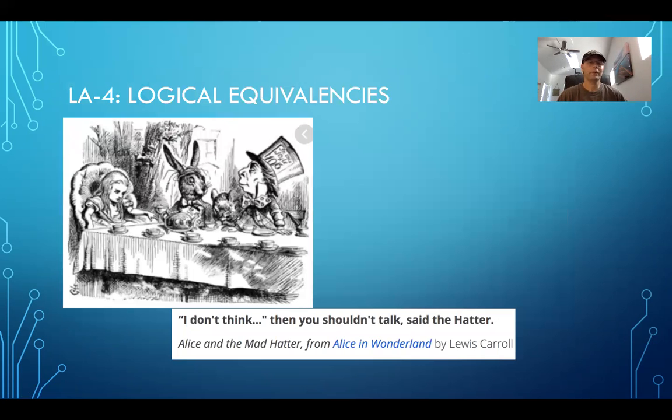I want to look a little bit at the Alice in Wonderland story by Lewis Carroll. And he just plays with logic and characters and funny situations. And sometimes his logic is good and sometimes his logic is bad, but it's usually interesting and humorous. I like this quote from the Mad Hatter. Alice says, "I don't think," and he says, "Then you shouldn't talk." So we're learning to think in this unit, and that is a good thing.